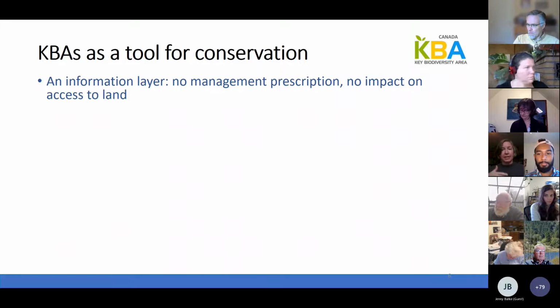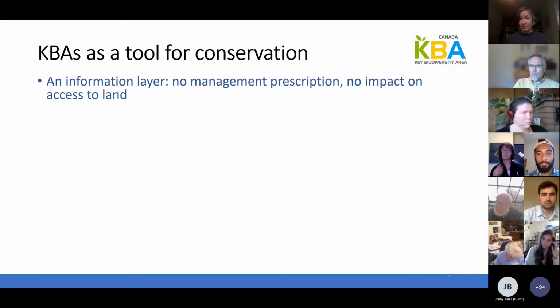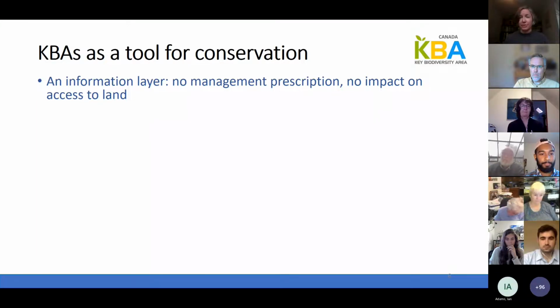And as we develop this information layer, we want to involve as many people as possible, including decision makers, so that they understand the process, they understand what this means and what it doesn't mean, and are well placed to make use of this information for whatever processes and policy development is going on within a province or territory, or at other scales as well.